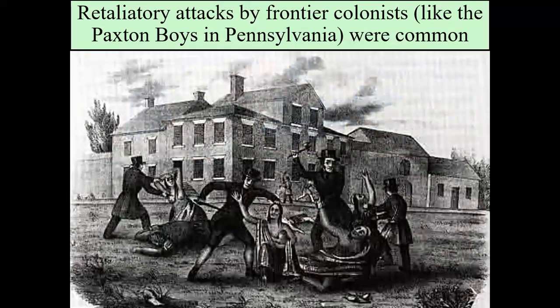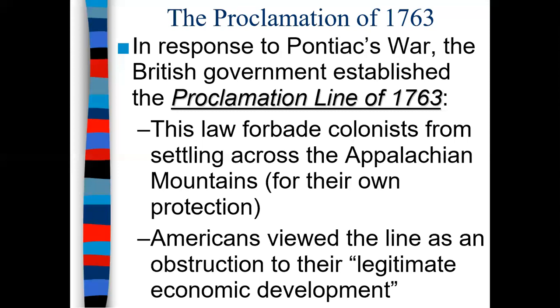Now, there's going to be a lot of retaliatory attacks from groups like the Paxton Boys, all these colonials, where they're basically getting payback for the attacks on white settlers. In response to all of this violence, the British are going to establish the Proclamation Line of 1763. It basically forbids any white settlers from going west of the Appalachian Mountains for their own protection. Basically, if you go over there on the other side of these mountains, we cannot protect you.